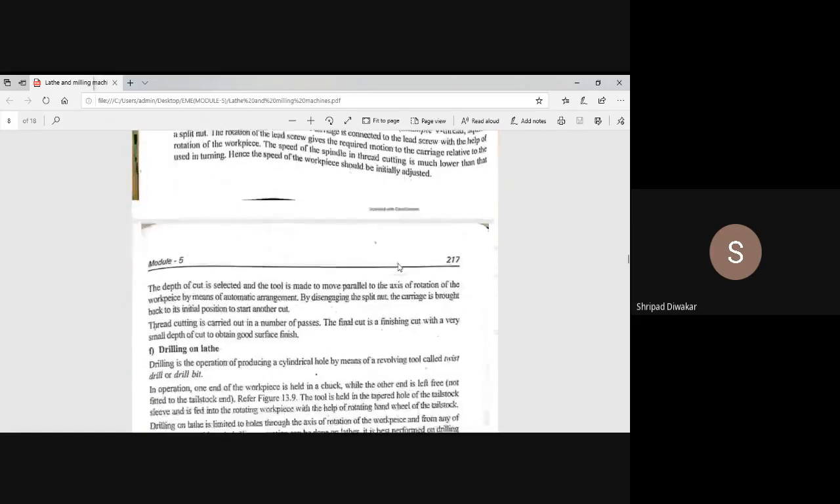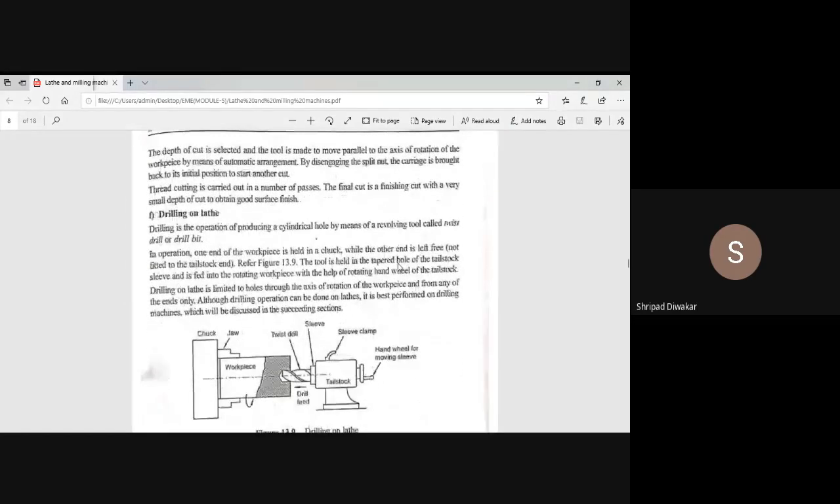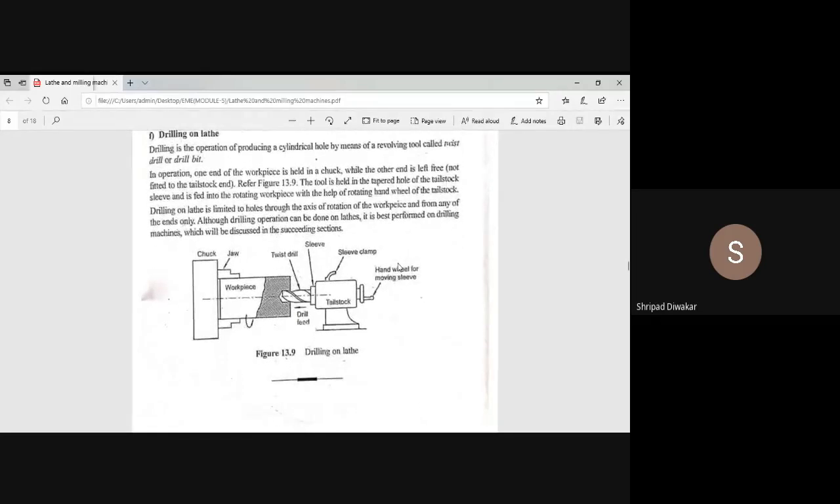Next, the last operation is the drilling operation. Drilling operation means production of a cylindrical hole in the given workpiece. As you can see, using a threading tool we cannot generate a hole. So for that, we have a separate tool called a drill bit. We fix the twist drill directly. This is the tool used for generating a cylindrical hole in a given workpiece.